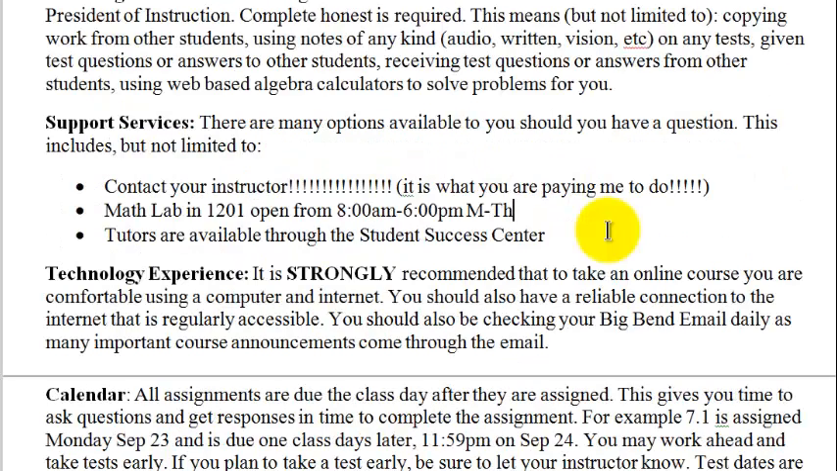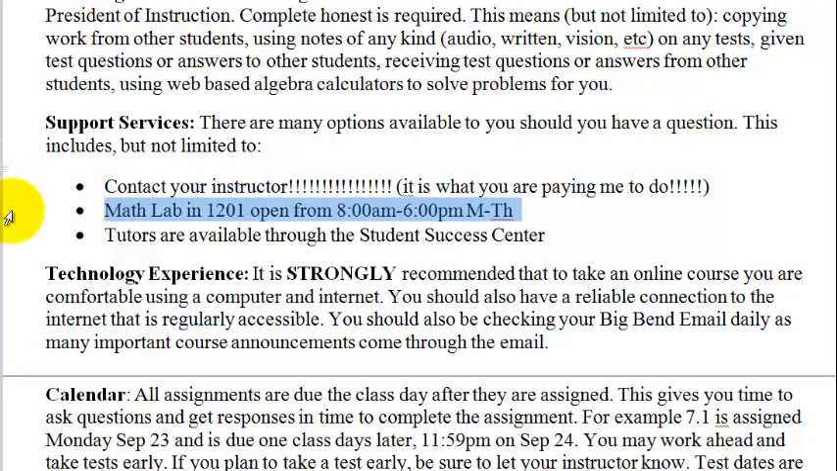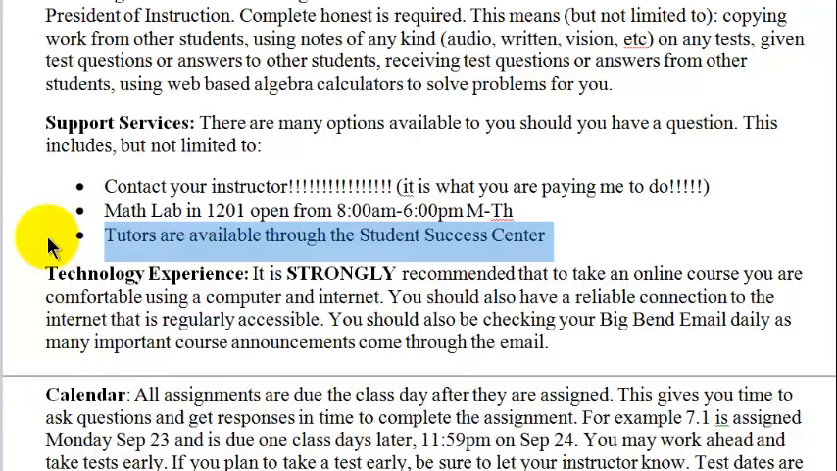Support services. There are many options to get help if you have questions. The big one is contact your instructor. This is what you're paying tuition for. Call me, email me, stop by my office, and I'd love to help you out with any questions you have. If you can't get a hold of me, the STEM Center in room 1201 is open from 8 a.m. to 6 p.m. Monday through Thursday, staffed with tutors who can help you with any questions that you have. There might be tutors available through the Student Success Center. Although math tutors are difficult to find through there, it's probably best to go to the STEM Center, the Math Lab in 1201 for help with that.